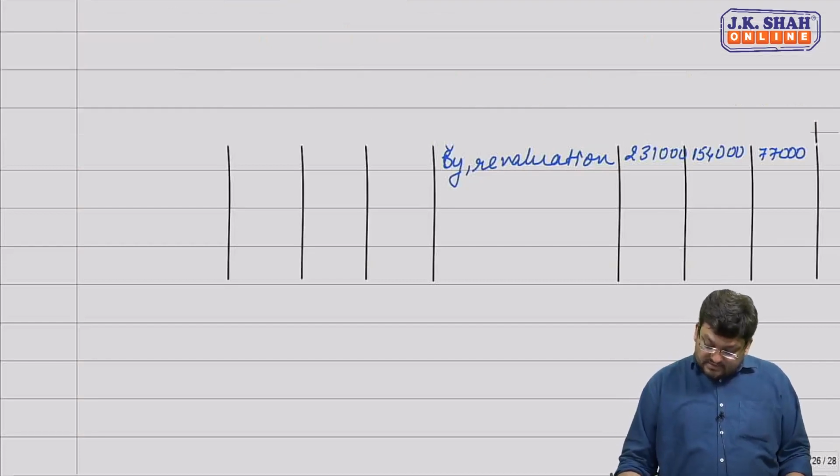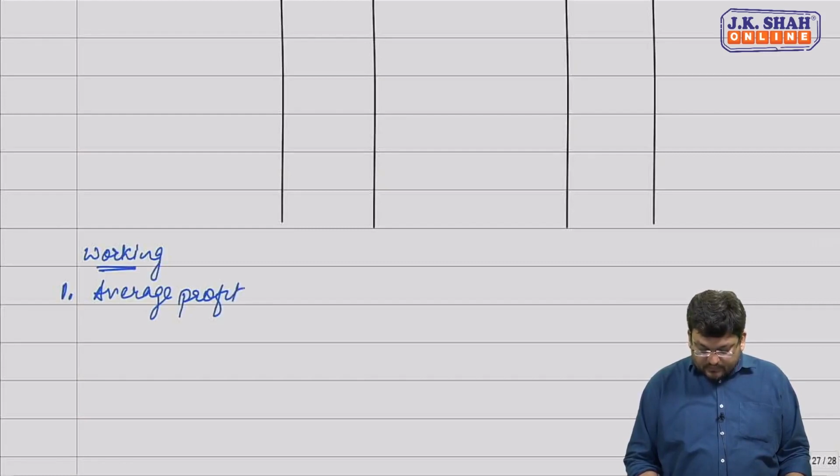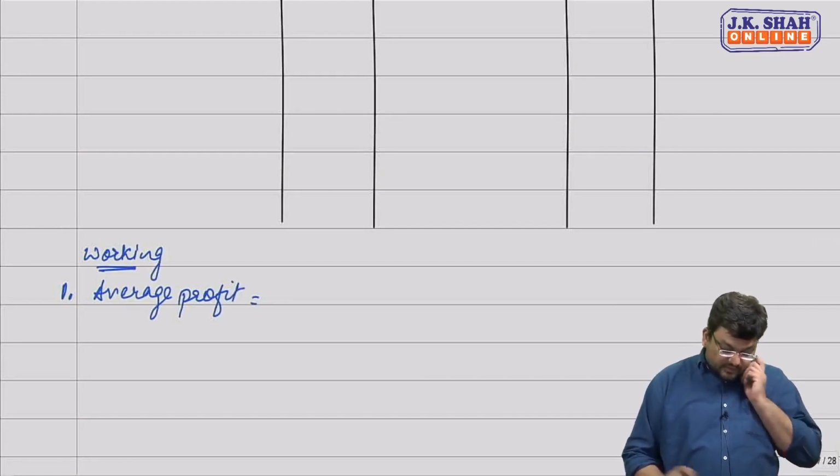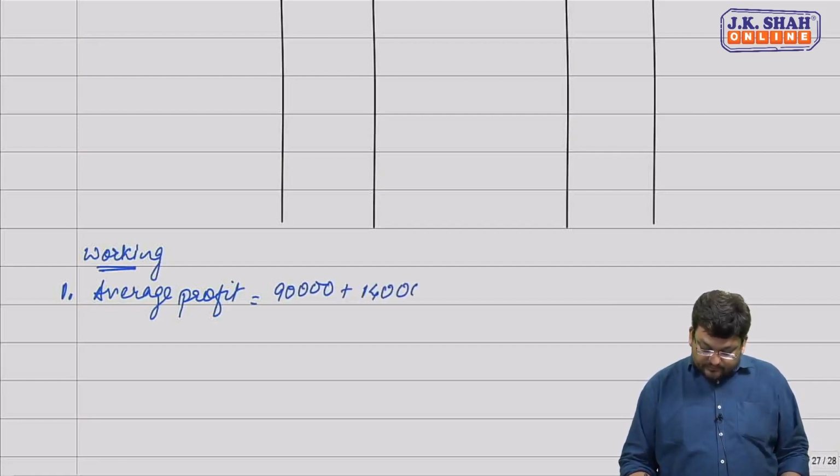Goodwill. Let's calculate goodwill first. How much will be your average profit? Average profit, that is 90,000, 1,40,000, 1,20,000, 1,30,000.